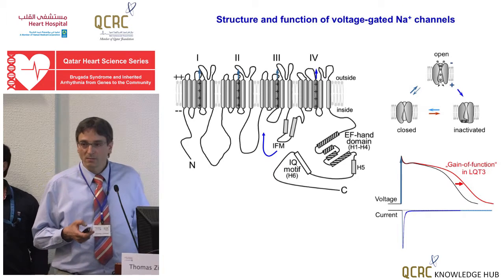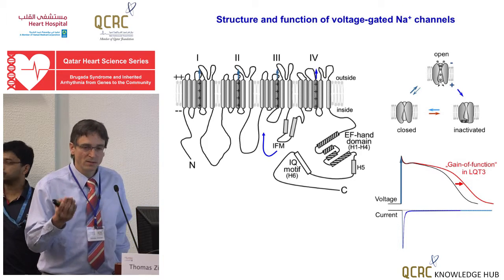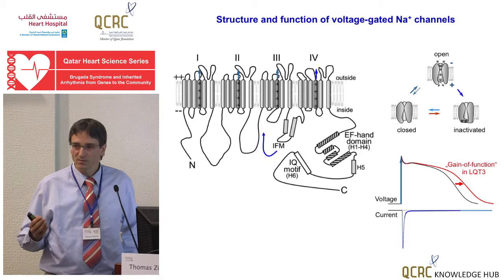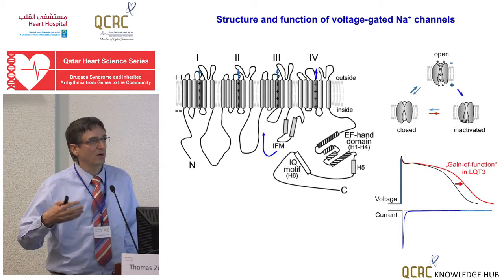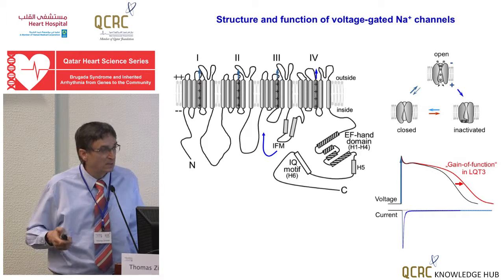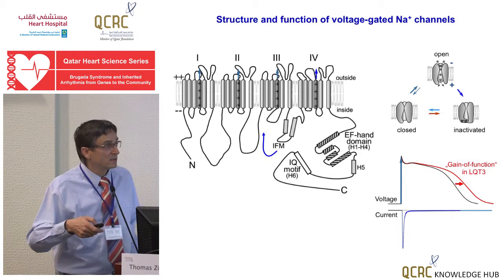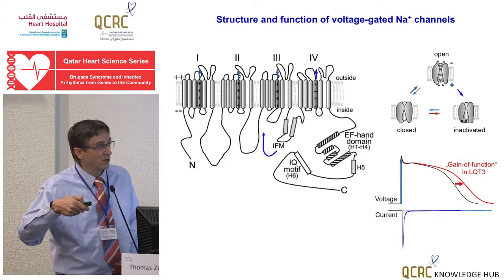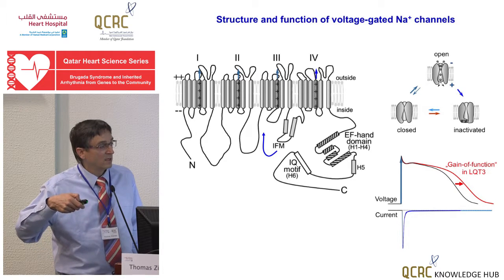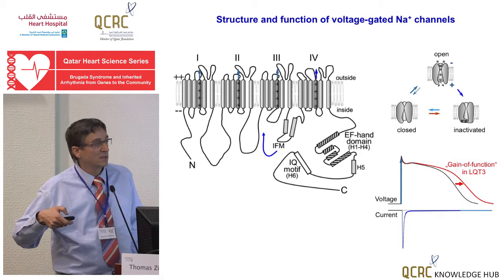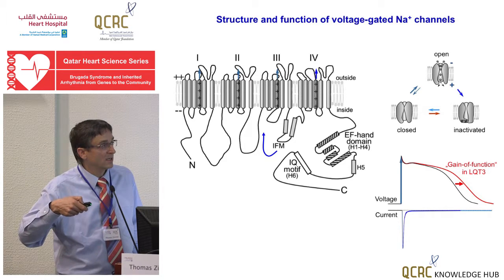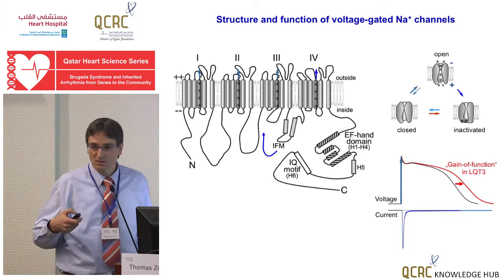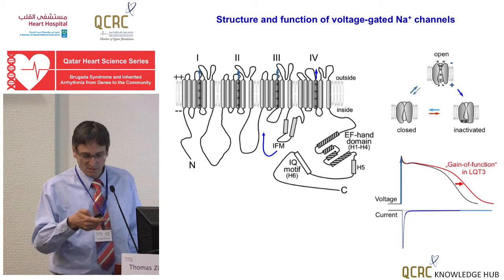To understand these mechanisms leading to action potential prolongation, we first have to understand something about the structure and function of voltage-gated sodium channels. The sodium channel is composed of four homologous domains, 1 to 4, and these domains are linked by intracellular linkers. The fourth segment of such a voltage-gated ion channel is positively charged. This is the voltage sensor.